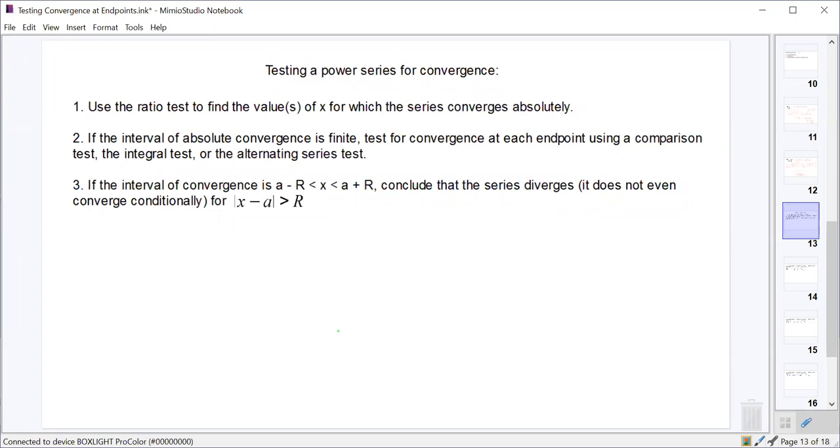One is that it might be infinite, right? We might end up with r is equal to infinity, right? So that we know that it converges for all real values. In which case, we would just say that it converges absolutely for all real values. The radius of convergence is infinity. It doesn't ever conditionally converge, right? Because if it converges absolutely for all values, it's never going to converge conditionally.